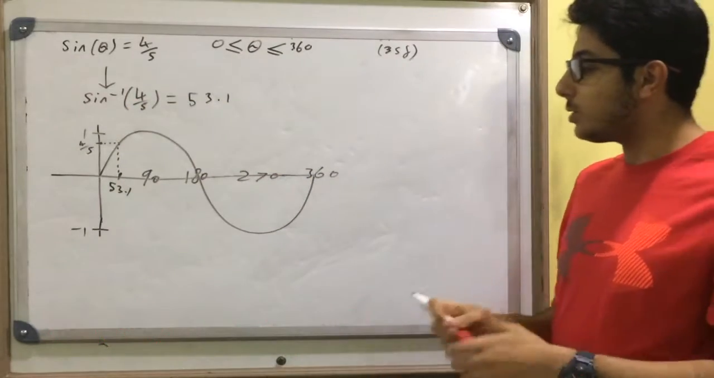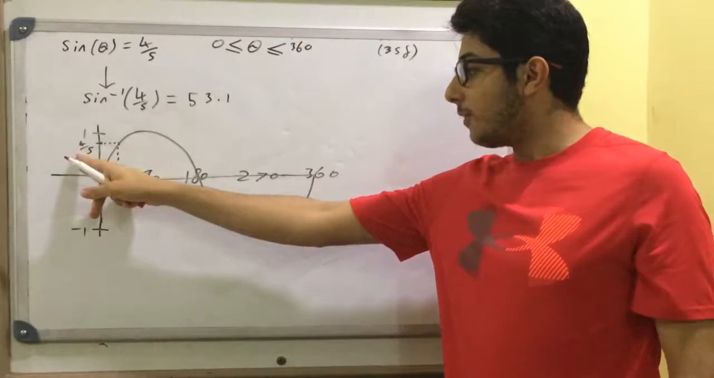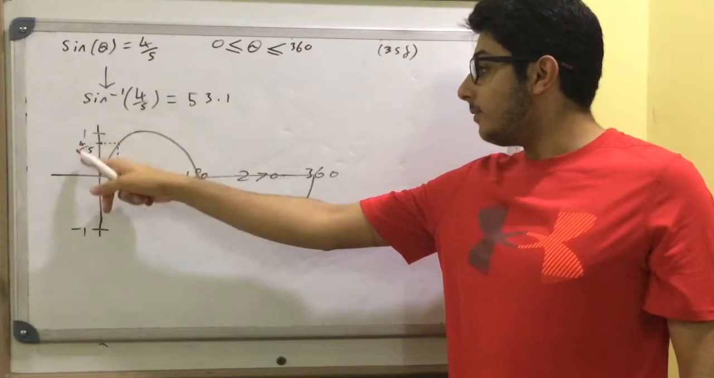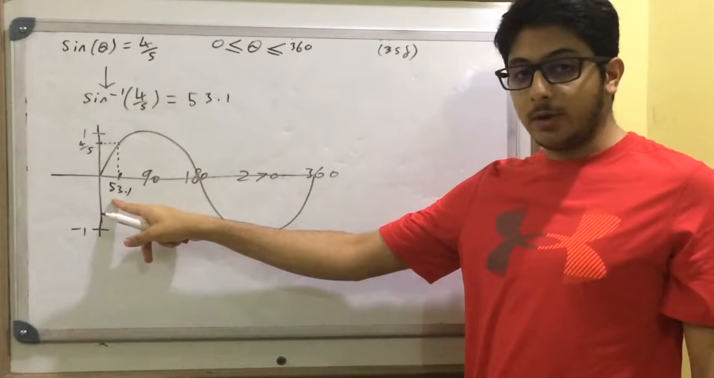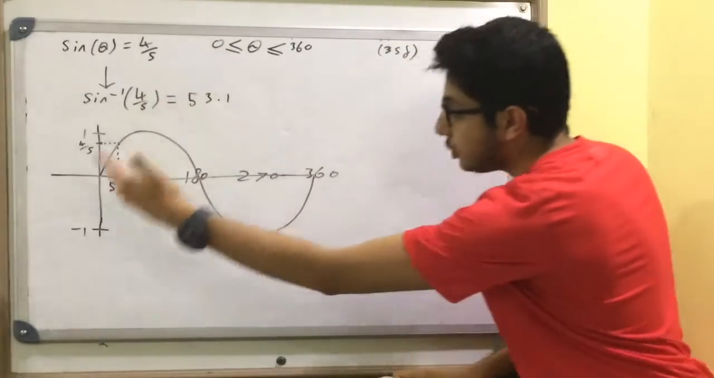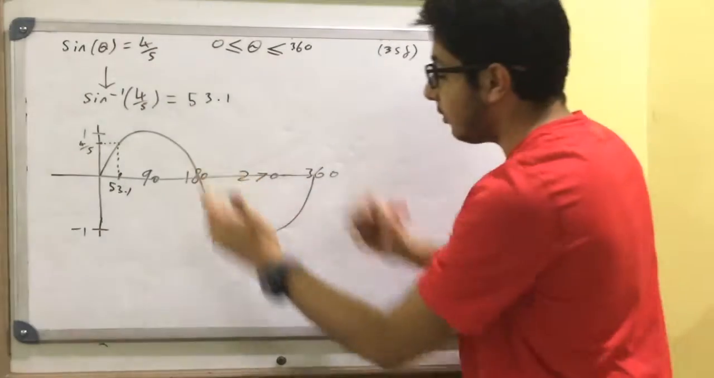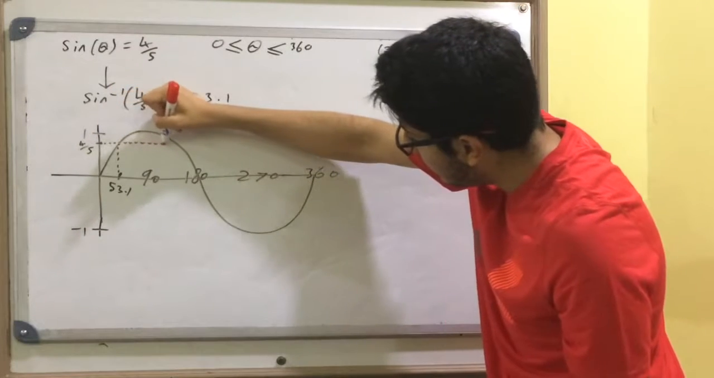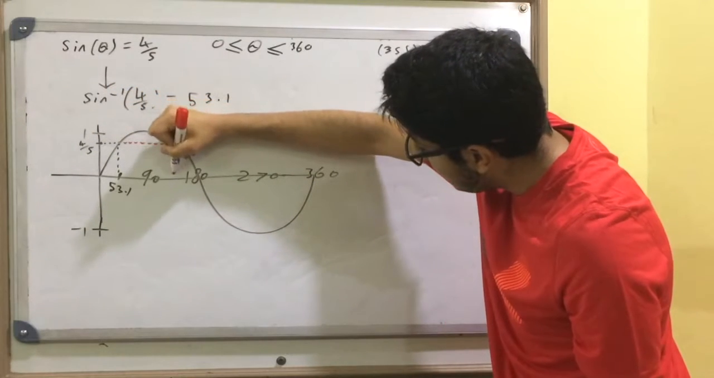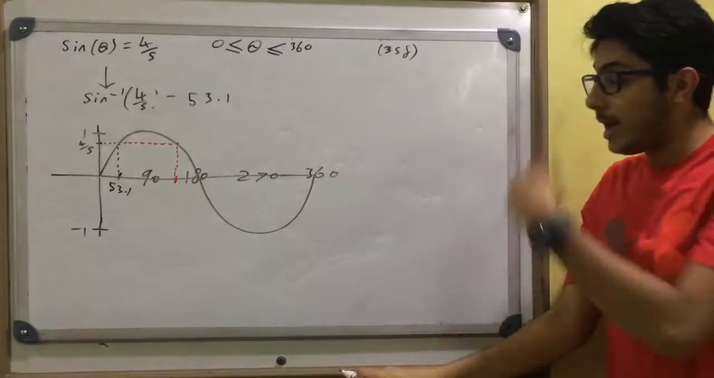So if we sketch a graph, 4/5 is about there. Inverse sine of that gave you 53.1. Are there any other answers between the range 0 and 360? Yes, there are. There's one here. If you continue the line, there is another solution. How do we find it?